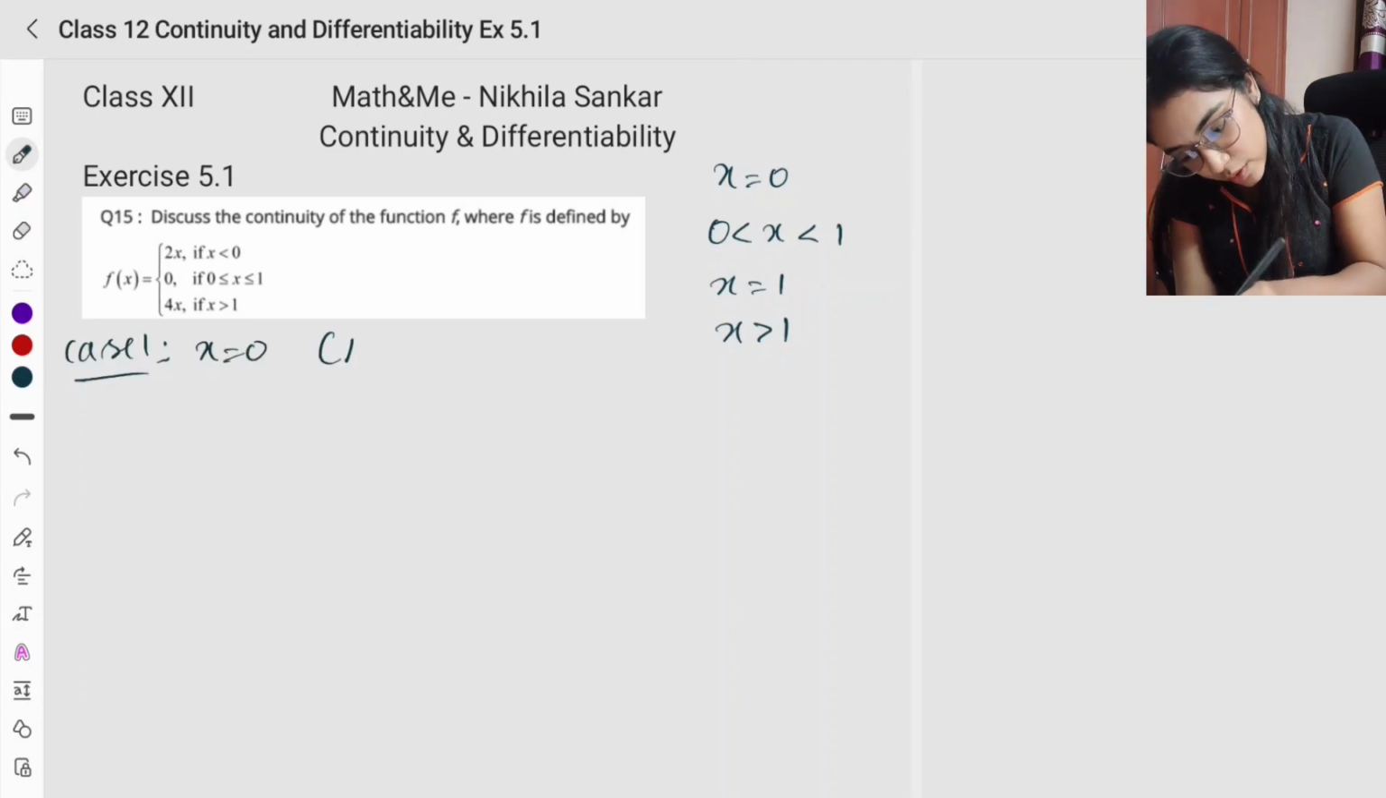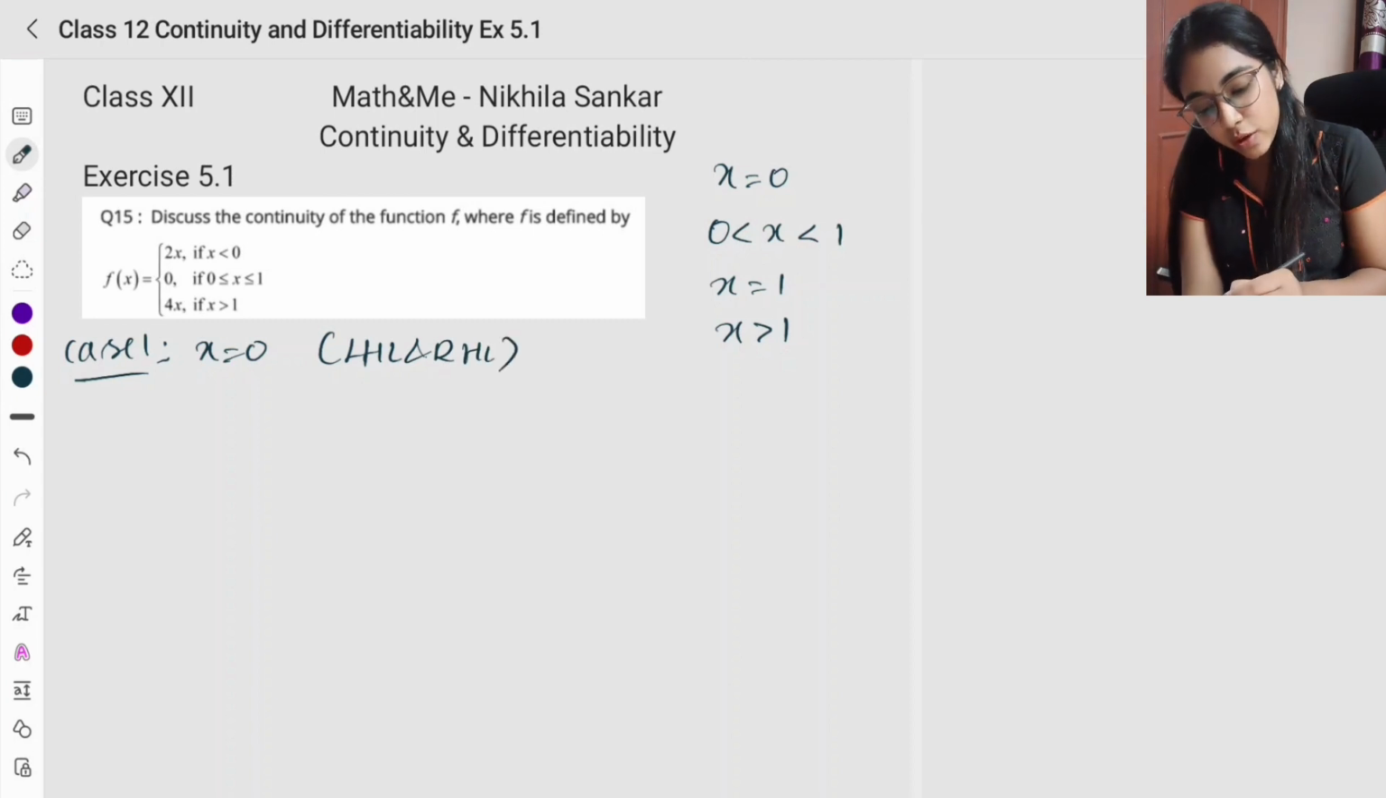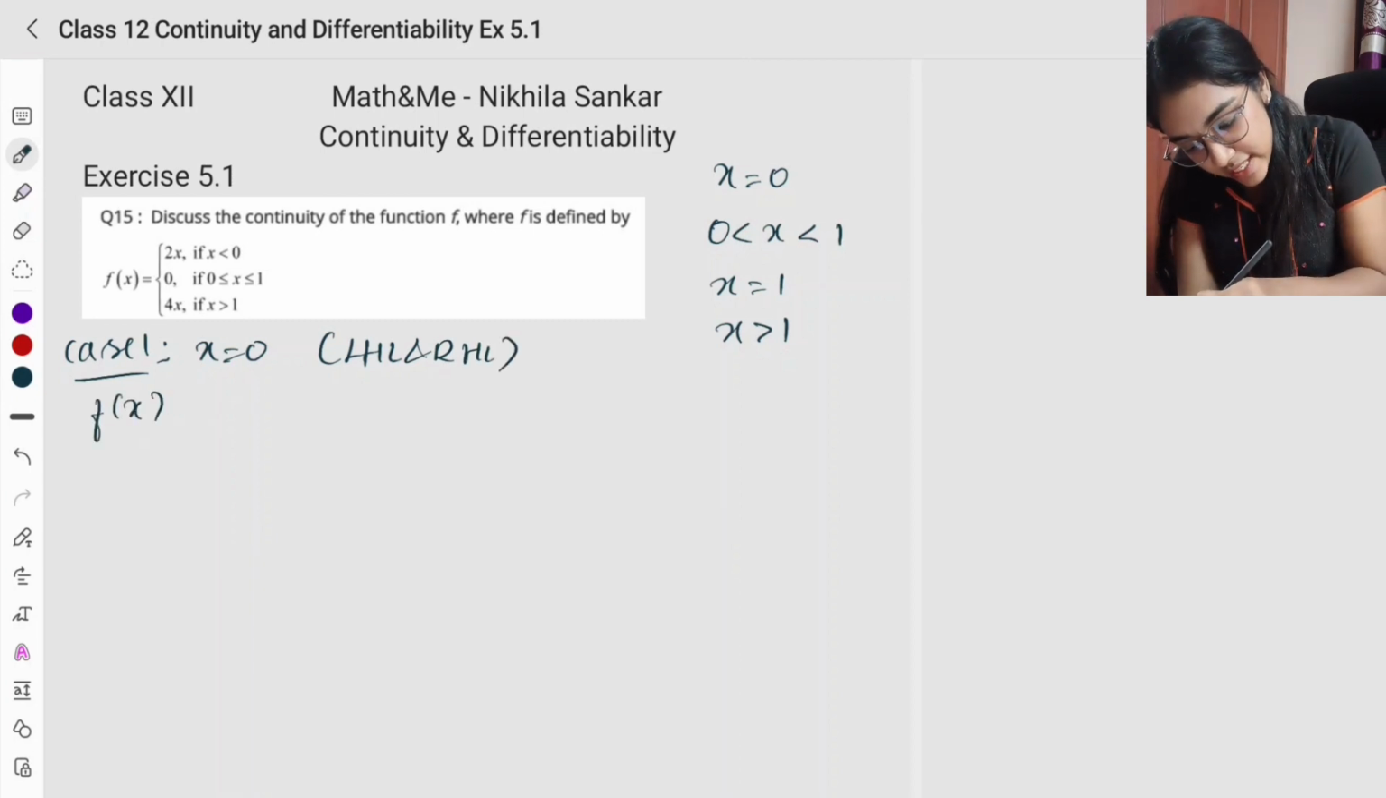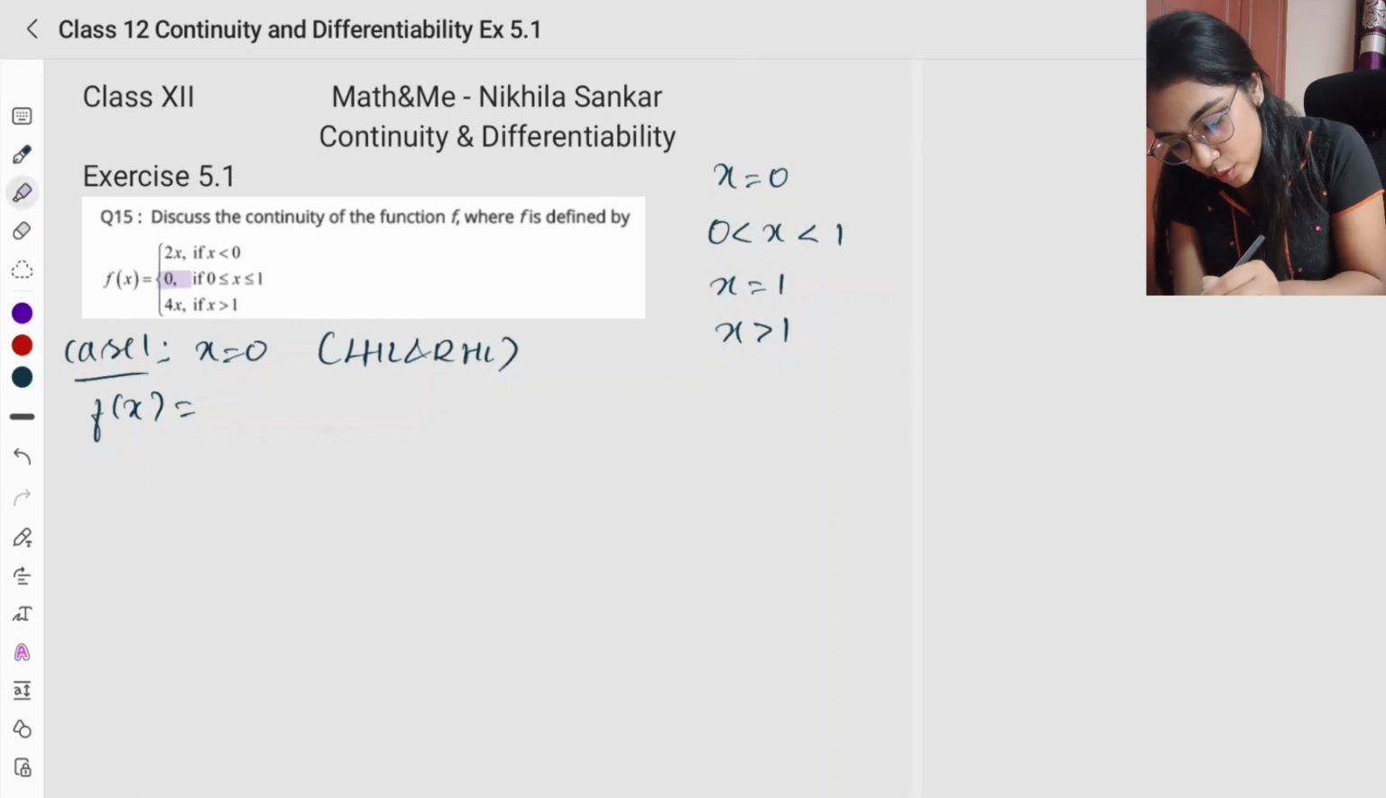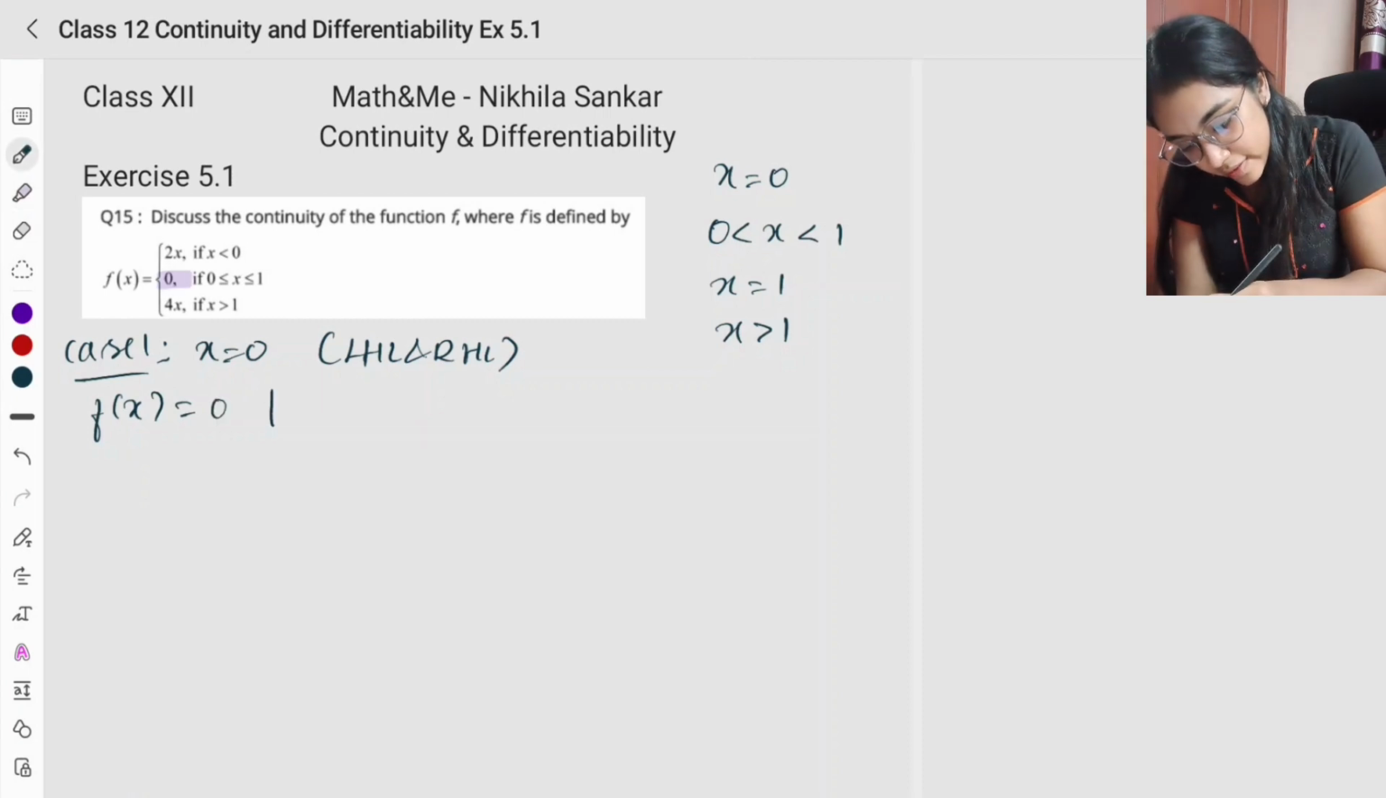X is equal to 0. We need to check the left hand limit and right hand limit. Both need to be checked at x is equal to 0. First, what is f of x at x is equal to 0? What is my case? It is 0. So I have 0, so f of c is also going to be 0.